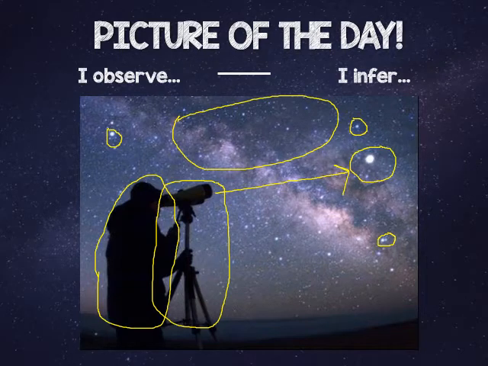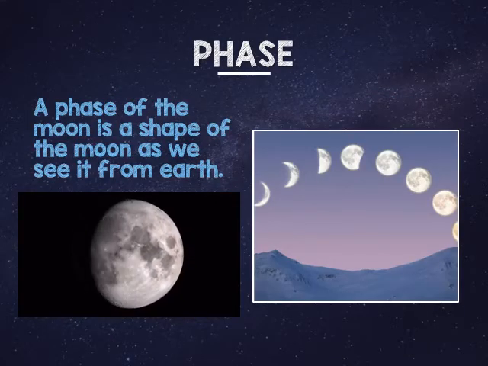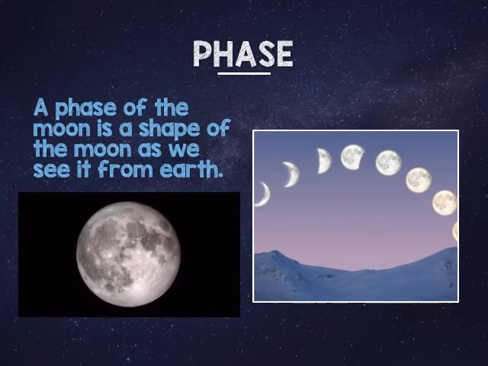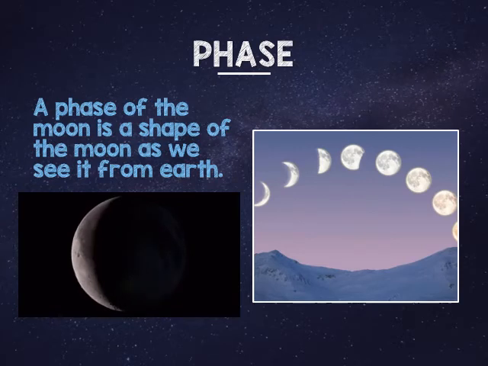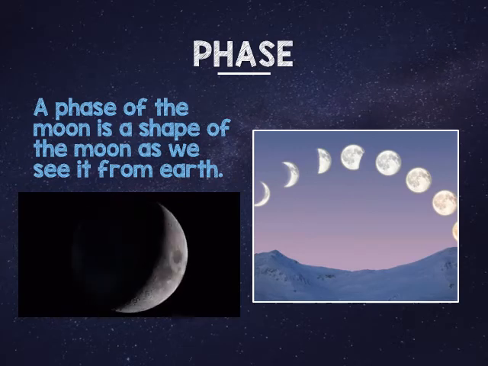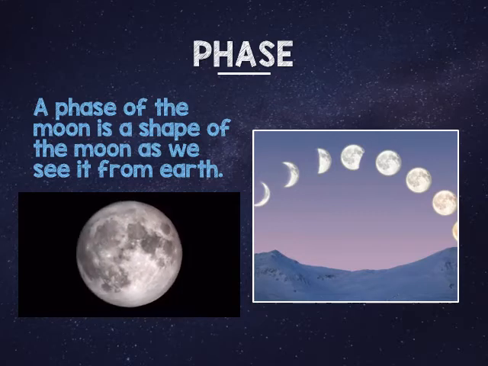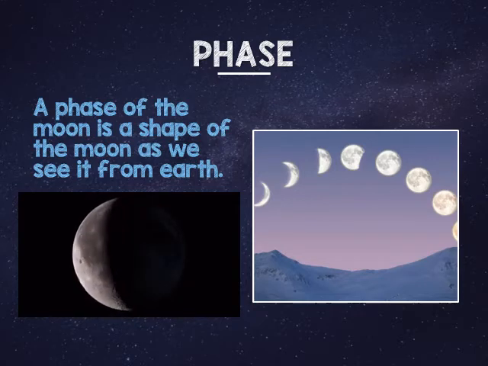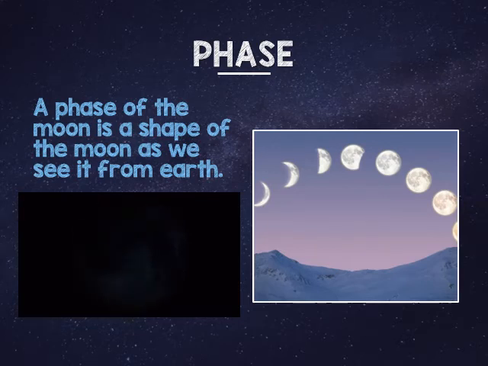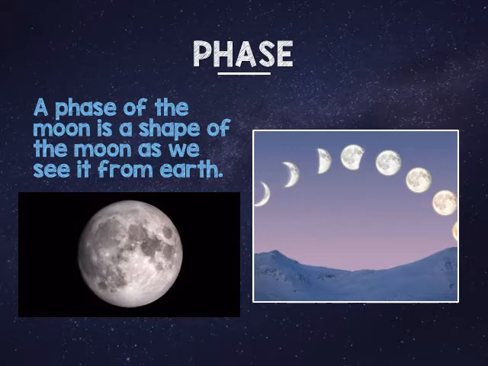Let's take a look at our 3 new words. Phase. A phase of the moon is a shape of the moon as we see it from Earth. Notice how the moon's shape seems to change. Repeat after me. Phase.